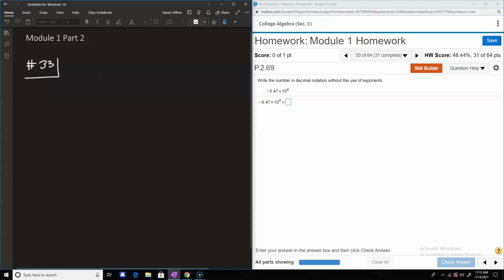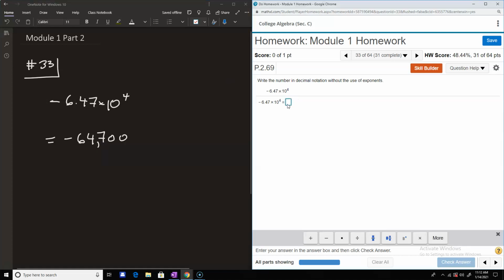We're picking up with scientific notation. The main thing with scientific notation, converting to regular notation, is if the exponent is positive, you move that many decimal places to the right, and if it's negative, you would move that many decimal places to the left. So negative 6.47 times 10 to the fourth here, we would move that decimal 4 places to the right. So we'd move past the 4 and the 7, and then we'd have to add 2 zeros, and that's where the decimal would go. So we have negative 64,700, and that would be the answer here.